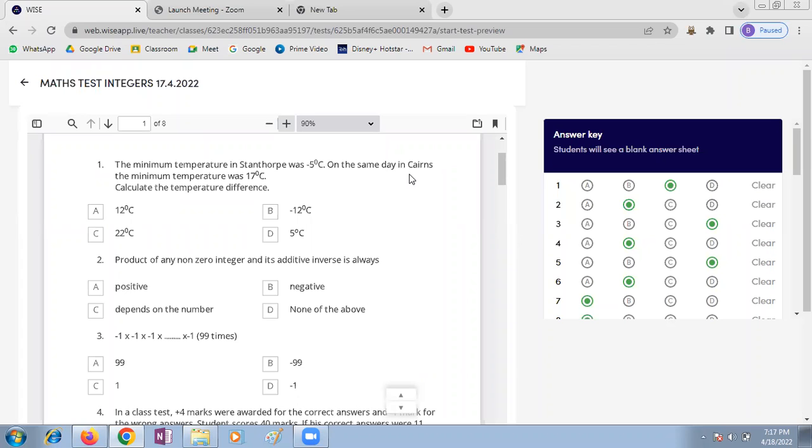Ma'am, can you take 9 as an example? Yes, you can take 9 as an example. Its additive inverse is minus 9. Oh, sorry, ma'am, 1 by 9. Correct, it's an additive inverse, not multiplication. So 9 times minus 9 is minus 81, which is a negative integer. Yes, 9 multiplied by negative 9 gives minus 81.